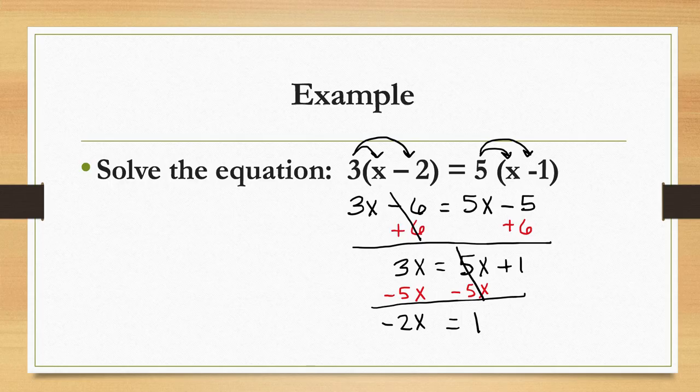Again, your goal is to get x by itself. So the last thing that I need to do is divide, because the negative 2 is multiplied by the x. So I'm going to undo it with division. Divide both sides by negative 2. That's going to cause these negative 2's to cancel, and it's going to leave me x is equal to negative 1/2 for my solution.